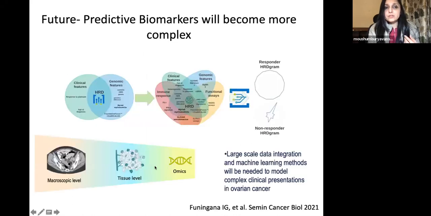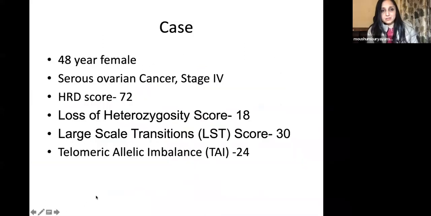And the future is there will be multiple markers. There cannot be just one marker, like in immunotherapy. It cannot be just one. So it will be a complex algorithm of your immune responses, your genomic features, and your functional assays, combining them together using AI models or machine learning models to give you some sort of an HRD-gram picture. Then this is a case, just to show you, this is a real case.